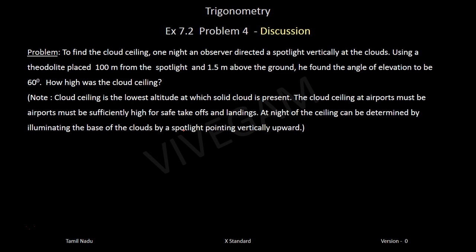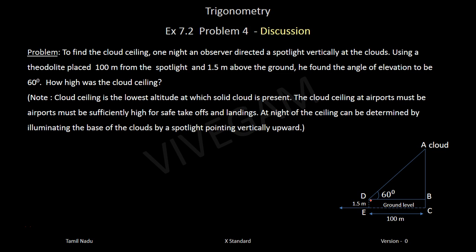Let's make a simple diagram. So this is the cloud, and point C is on the ground. EC is the ground level. Okay, so from C, a spotlight is vertically directed, so it will go and hit the cloud, and this will get illuminated. Now what they are doing is keeping a theodolite here. The theodolite is kept at about 1.5 meters above the ground.